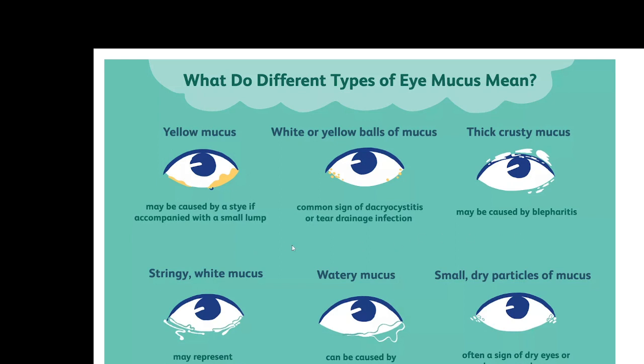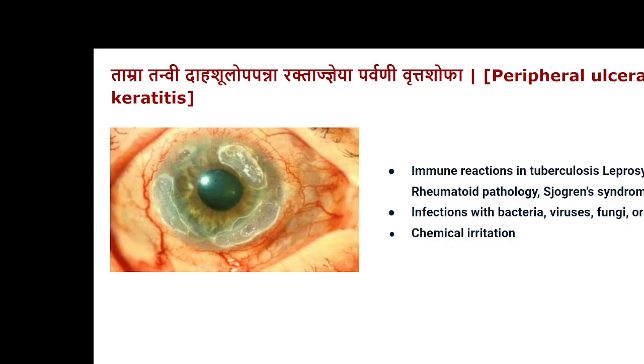Again, there could be plenty of other conditions where there could be secretions, where the patient may present primarily with secretions or discharges from the eye as a presenting symptom. Anyway, that's about the Sravas. Then the next is the Parvani. Tamra, Tanmi, Dahashulopavana, Raktadnaya, Parvani, Vrittashopa.